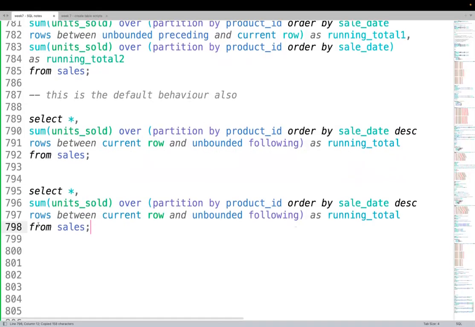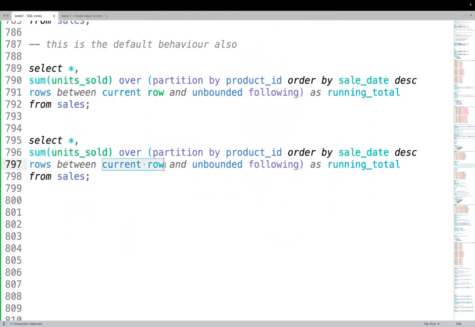I say rows between unbounded preceding and unbounded following, right? Order by sale date descending rows between unbounded preceding and unbounded following. That means first row in this group and last row in this group. That means you want the sum of everything, right? Then it does not become like a running total, isn't it? It becomes the sum of the entire group.